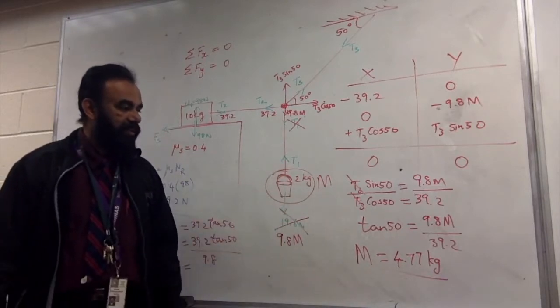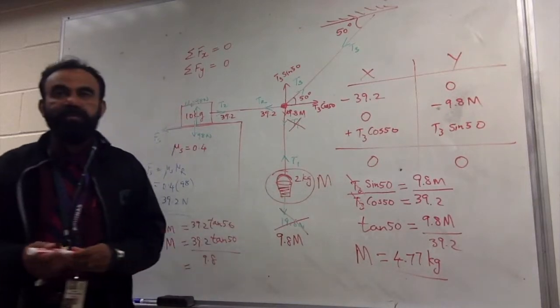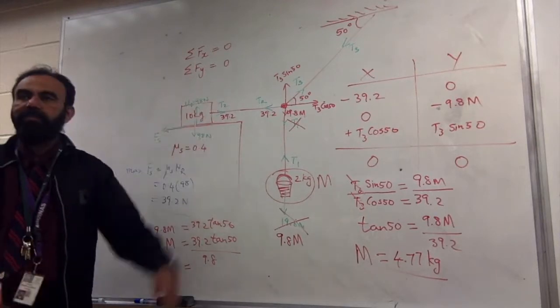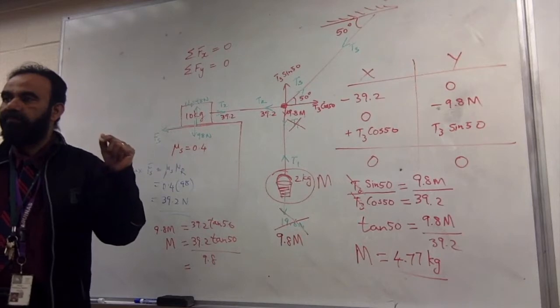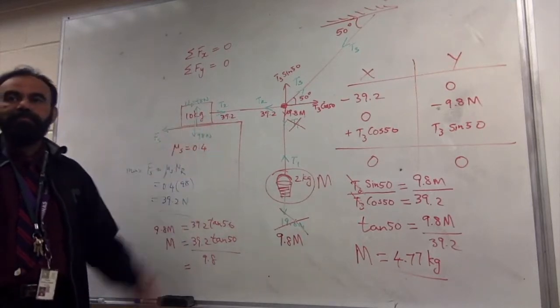Since the bucket is already 2 kilograms, all you need inside is 2.77 kilograms of sand. As soon as you put in 2.77 kilograms, it will immediately start sliding because it will reach 39.2. As soon as this reaches 39.2, that's when the friction just gives way.